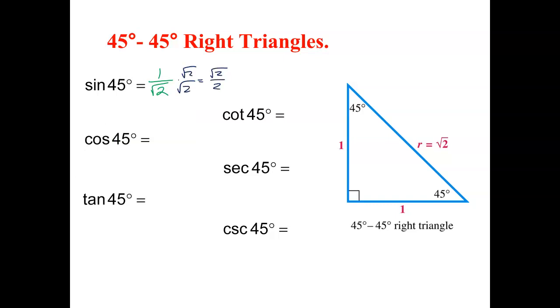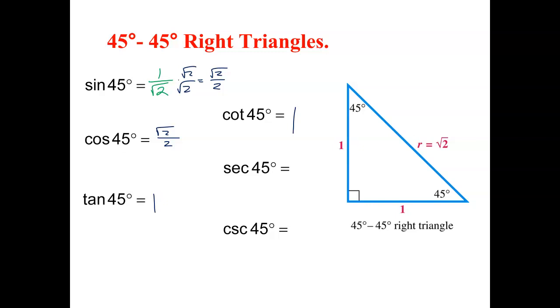Okay. Cosine of 45 degrees. Right? Because the opposite side and the adjacent side are both the same. So sine and cosine are both going to be root 2 over 2. What about tangent? 1. Opposite over adjacent. 1 over 1. Cotangent. 1 again.